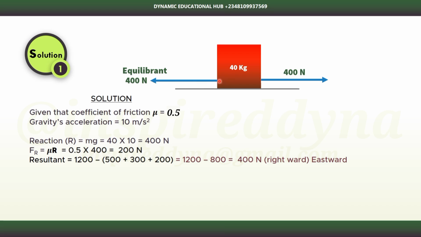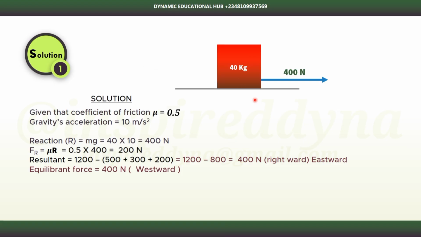So if you now apply 400 Newton to our force system along this direction, it means that this object is not going to slide, it's going to stay at one position. So this is the direction of our equilibrant as shown. Now the final question asks us to find the acceleration of this box.